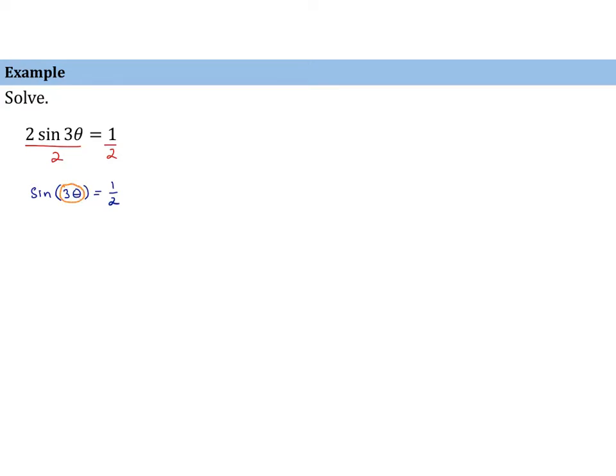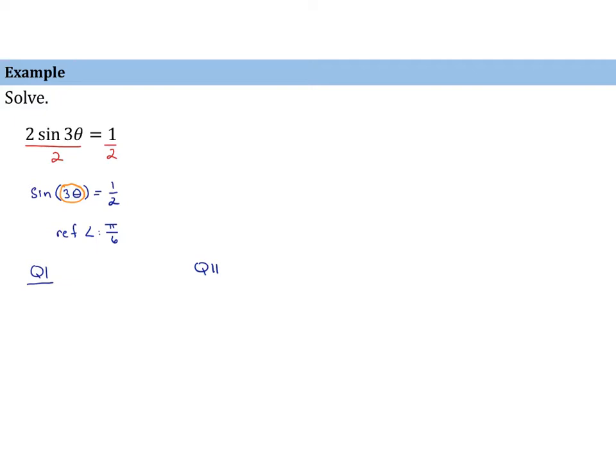Now sine of what angle yields 1/2? So the reference angle is going to be pi over 6 because I know the sine of pi over 6 is 1/2. Now this could be in quadrant 1 because sine is positive in quadrant 1 or in quadrant 2. So if we're in quadrant 1, what could our angle be? Pi over 6, but it could be coterminal with pi over 6, so it could be pi over 6 plus 2 pi k.